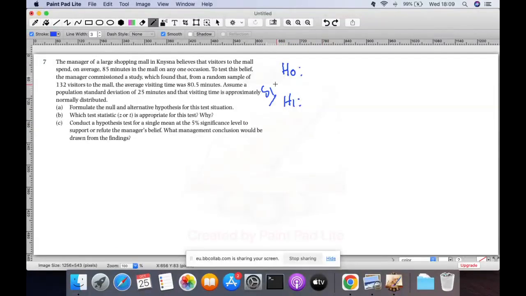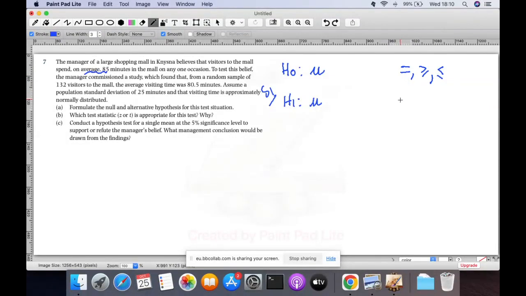Now, in this problem, we're talking about averages. You can see the question is talking about averages. So that means we're going to be referring to the symbol mu. As you should know by now, mu is the population average. Now what you need to know is that H0 will take any of these three symbols. It can take an equals to, a greater than equals to, or a less than equal to.